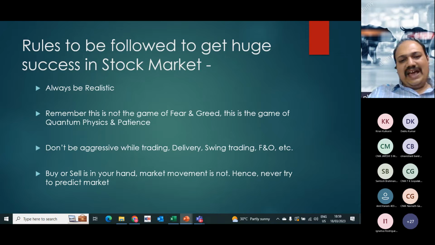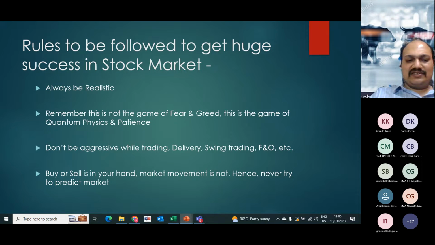Number 3, don't be aggressive while trading, delivery, swing trading, F&O, etc. सपोज आपके पास 50 लाख रुपए है इन्वेस्ट करने के लिए, या फिर 50,000 है, या फिर 5,000 है इन्वेस्ट करने के लिए. एग्रेसिव होके इन्वेस्टमेंट मत कीजिए. फॉर एग्जाम्पल, डोंट यूटिलाइज योर 100% मनी while investing. Never utilize 100% of your money. Just keep some amount aside. Don't invest that money.